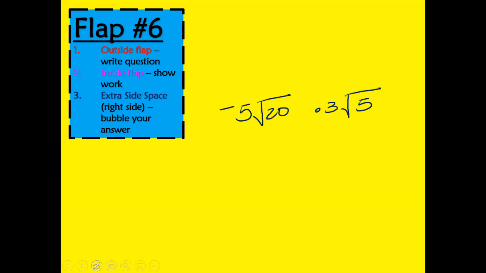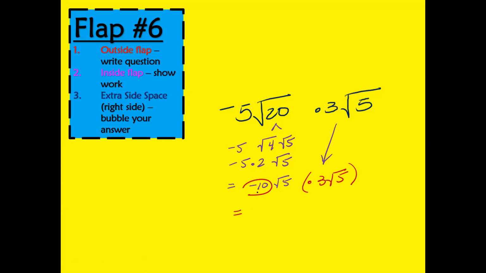Let's take a look at number 6. For number 6, notice that this is a multiplication, but I know I could break this one down to a 4 and a 5. So that's going to give me a negative 5 times 2 square root of 5, which is a negative 10 square root of 5. Don't forget your 3 right there. So bring that down and multiply it. Since we're multiplying this, 10 and 3 gives me a negative 30. Square root of 5 times square root of 5 is exactly the same as the square root of 25, but it's a 5. So negative 150 is your answer.